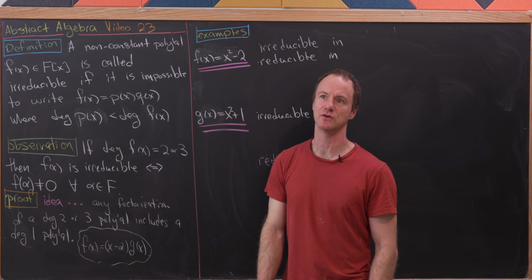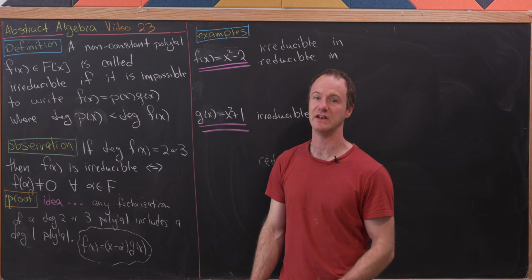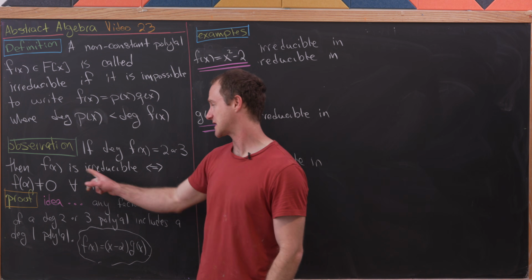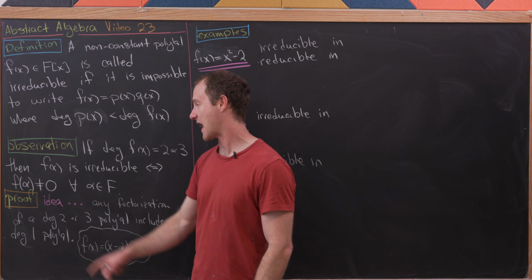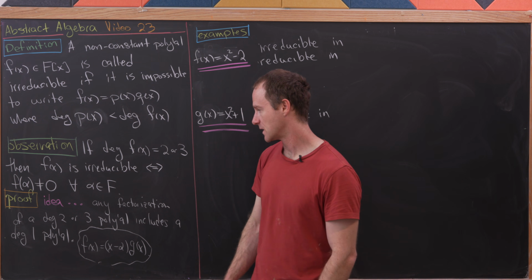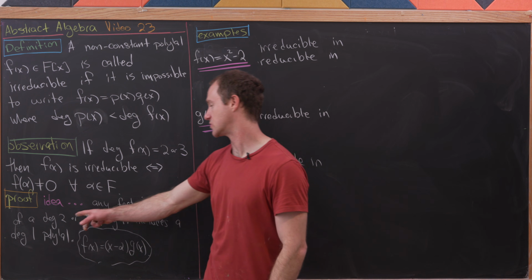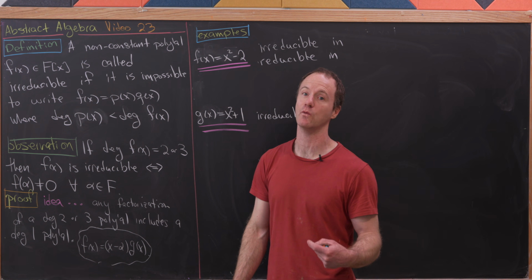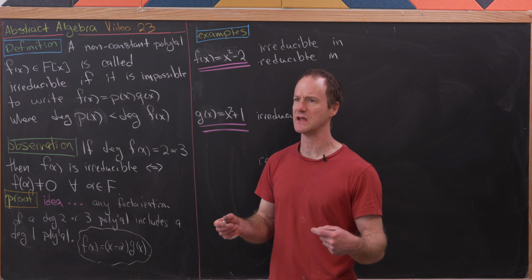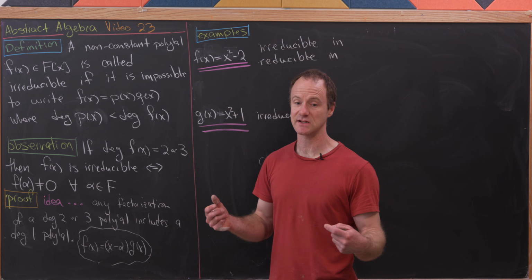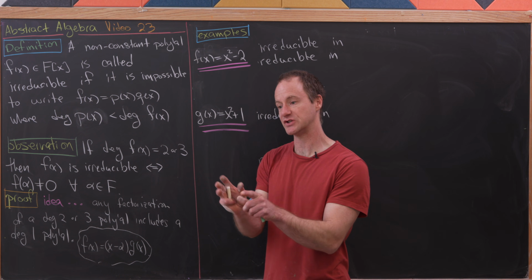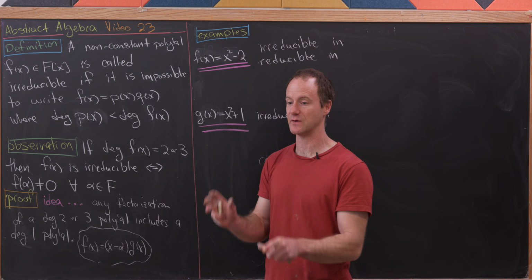Okay, so now let's look at a little observation which we'll use a lot, but I'll just sketch the proof of. I think it's fairly evident and would be a nice exercise. So if the degree of f of x is 2 or 3, then f of x is irreducible if and only if f of alpha is not equal to 0 for all alpha in F. So in other words, f does not have any zeros within the field. And the idea here is any factorization of a degree 2 or 3 polynomial must include a degree 1 polynomial. That's simply because the only way to get to 2 is with 1 plus 1, and the only way to get to 3 is with 1 plus 2 or 1 plus 1 plus 1. This idea doesn't hold for higher degree polynomials, and that's simply because 4 is equal to 2 plus 2. You could factor a degree 4 polynomial into two irreducible quadratic polynomials, neither of which have zeros.